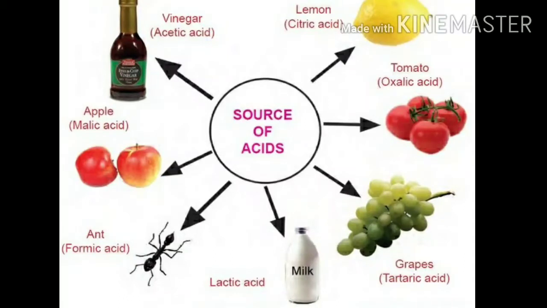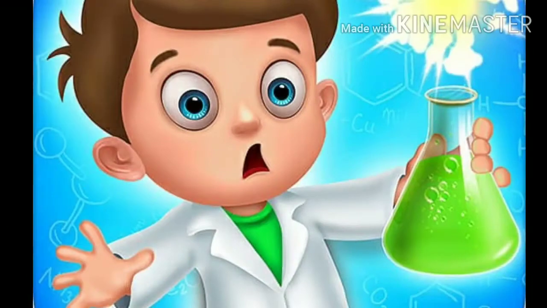Next is organic acids. Acids which occur naturally and are found in plants and animals are called organic acids. For example, we get from milk lactic acid, from vinegar acetic acid, from apple malic acid, from grapes and tamarind tartaric acid, from citrus fruits citric acid, from bee sting formic acid, etc. These all acids we get naturally from plants and animals.